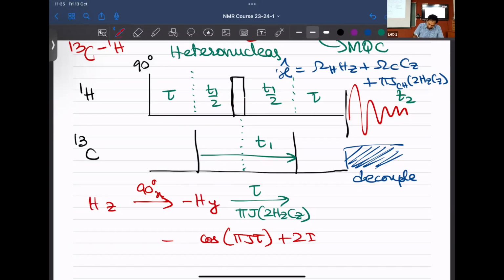Hz, Hy, Hy, Hx, Cz, sin πJτ. And what is the main purpose of the experiment that we are trying to do?